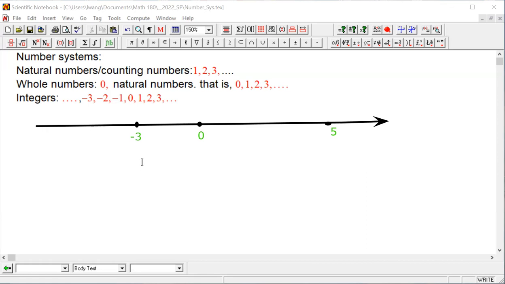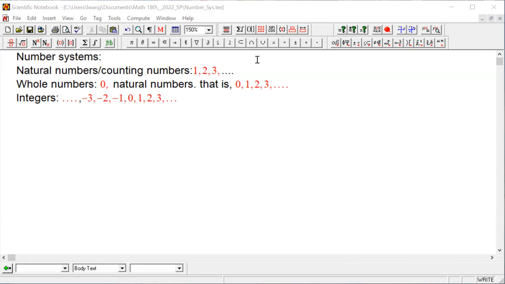Some of you may not have heard of rational numbers, but rational numbers are really just fractions, okay? So let me write it down. Rational numbers. The composition of rational numbers, actually there's a formula. Okay, so what are rational numbers? Let me write it down. It's just fractions. They're just fractions.